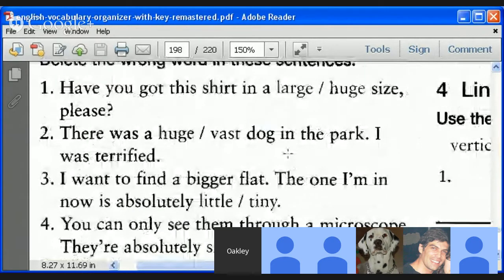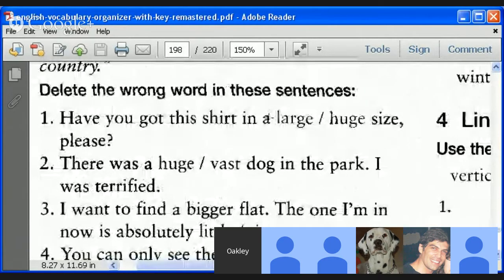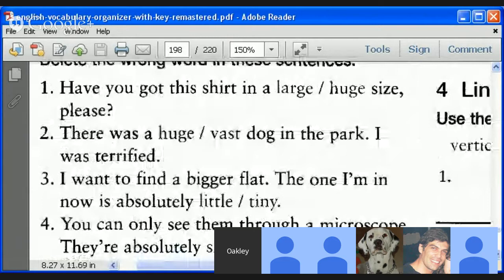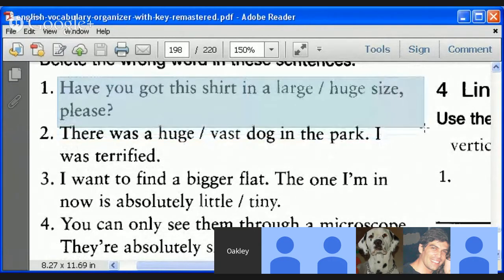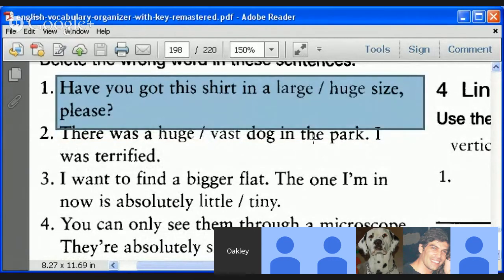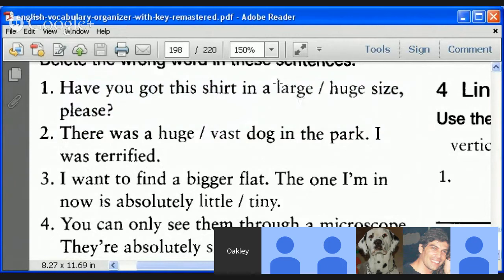Okay, let's try another exercise here. What is the wrong word in the sentence? Leo, I'm going to start with you this time. So just please read the sentence with the correct word. Okay, there's a slash between two adjectives. Try to choose the correct word.